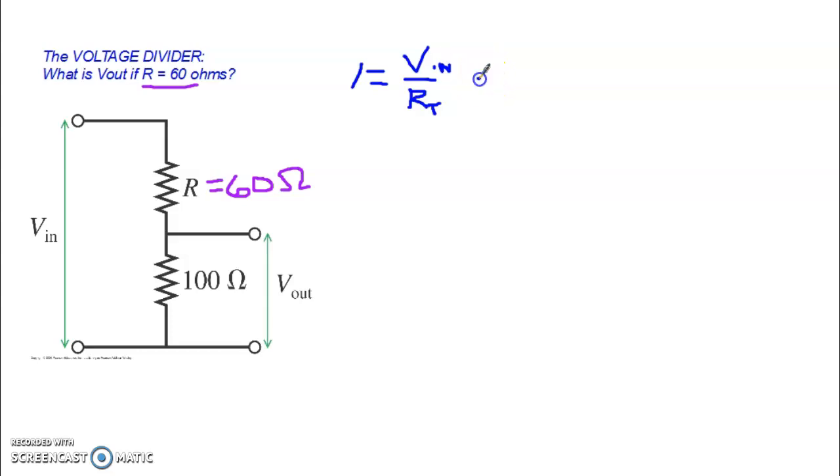What we then do with that known current, because it all has to flow through this bottom resistor, is we use the fact that the voltage across that resistor is what is being referred to as V out here. And we just use Ohm's law again, only now we don't use the total resistance, we use just the bottom 100 ohm resistor.